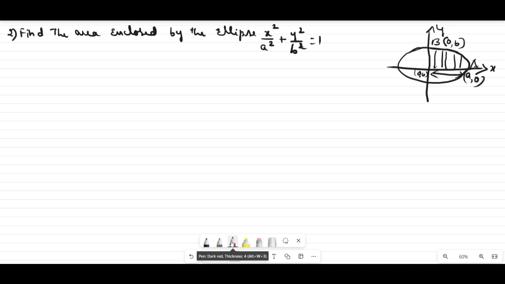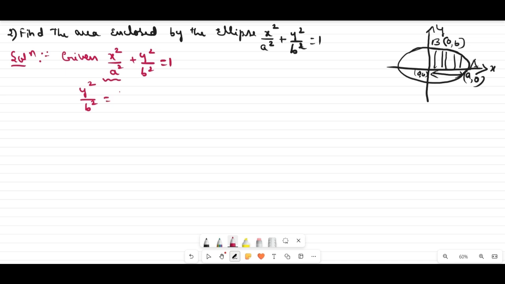Let me do this problem. Let us see the solution of this question. I will consider the equation of the ellipse. What they have given is x square by a square plus y square by b square is equals to 1. So from this equation, let us find out the value of y. How to find y? Take this x square by a square to the right hand side. Then it becomes y square by b square is equals to 1 minus x square by a square.